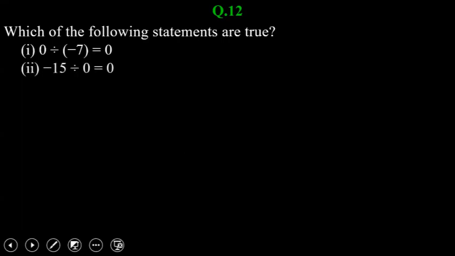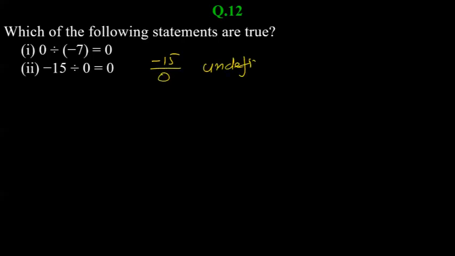-15 divided by 0 is 0. Ashrit, correct. Samarth, think again. Devansh, correct. Tina, think again. Akanksha, think again. Arush, just say true or false. Okay. It is -15 divided by 0. It is undefined. Denominator can never be 0.